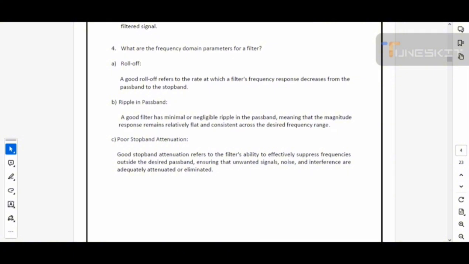And ripple in the pass band, a good filter has minimal or negligible ripples in the pass band. And the poor stop band attenuation. Good stop band attenuation refers to the filter's ability to effectively suppress the frequencies outside the desired pass band, ensuring the unwanted signals are eliminated.